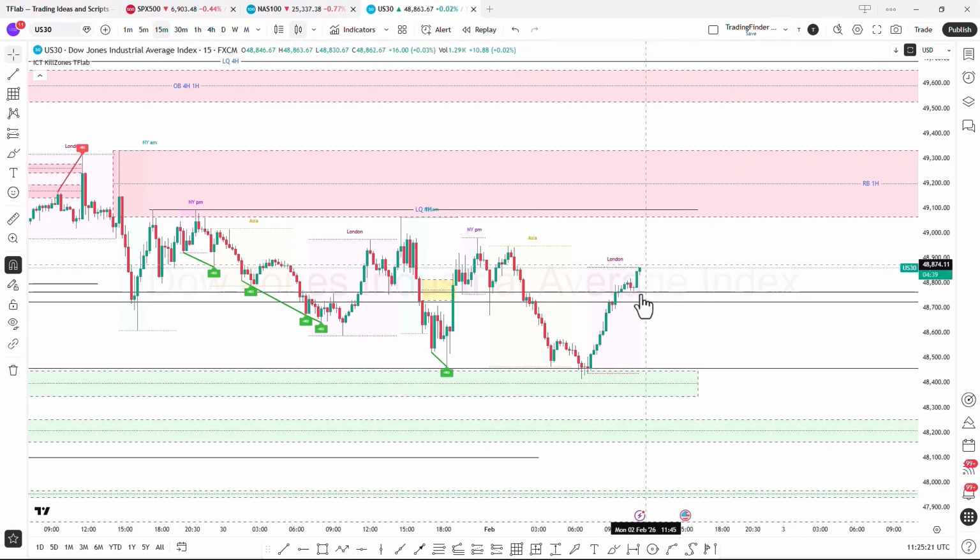If it doesn't reach the buy side and moves downward, then, in the order block area or the key level at 48,573, we can look for a trading strategy for a buy position, with a target at the rejection block and the liquidity pool at the 49,200 level.